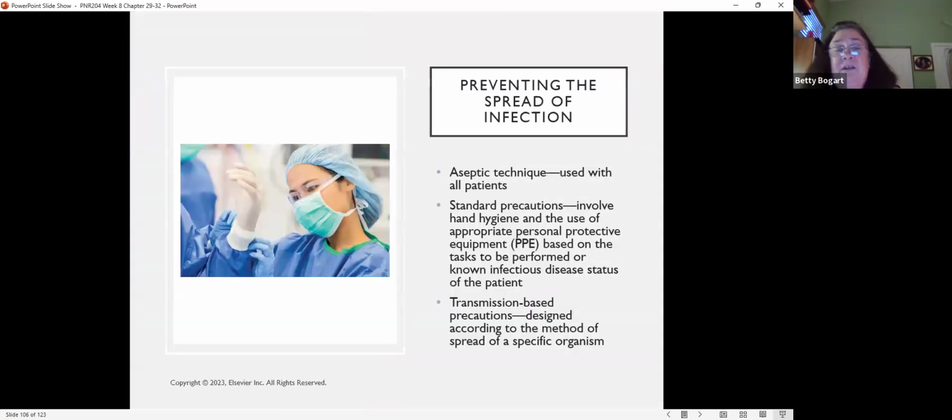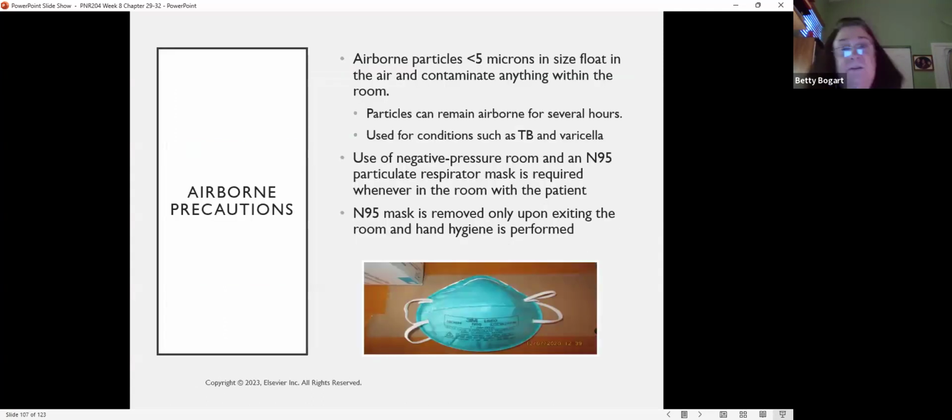Preventing spread of infection: aseptic technique, standard technique, transmission based. Always know your infection control on your HESIs, on your NCLEX. Infection control is always covered quite a bit, okay?